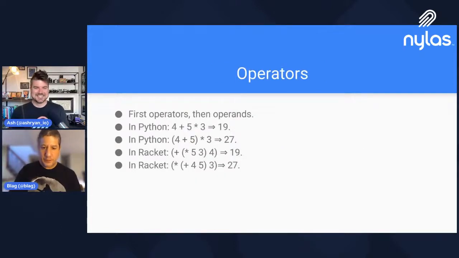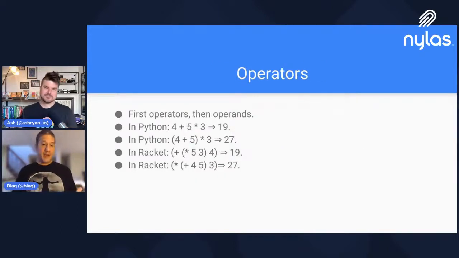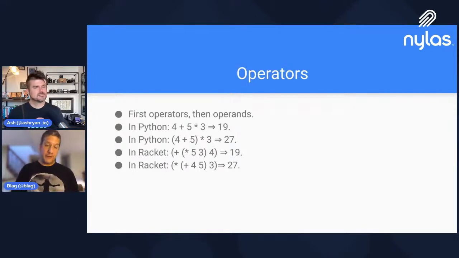Okay, so first operands. In Python, we would say 4 plus 5 times 3 is going to give us 19. If we want to do the sum first, we need to put it between parentheses: (4 + 5) times 3 is going to give us 27. But in Racket, the operator comes first. So if we want to execute the multiplication first, we put it in parentheses: times 5, 3, and then on an outer parenthesis, we have the plus and the 4. And that's going to give us 19.